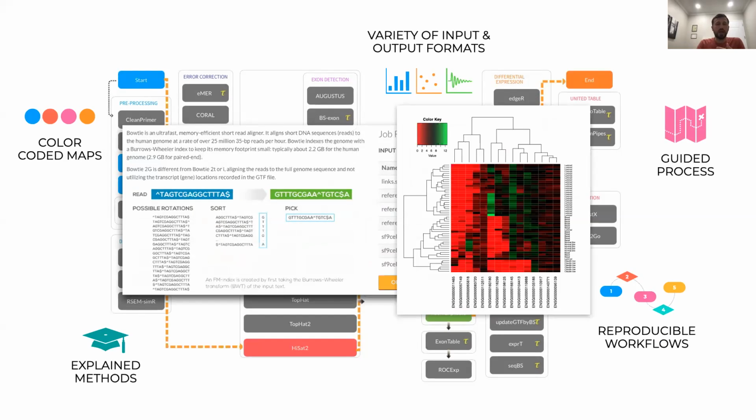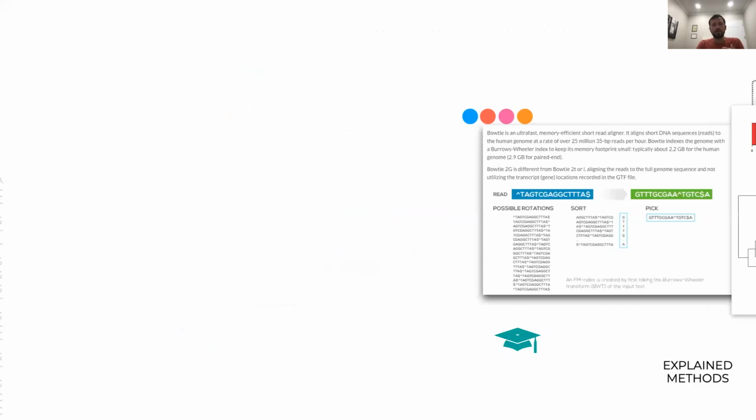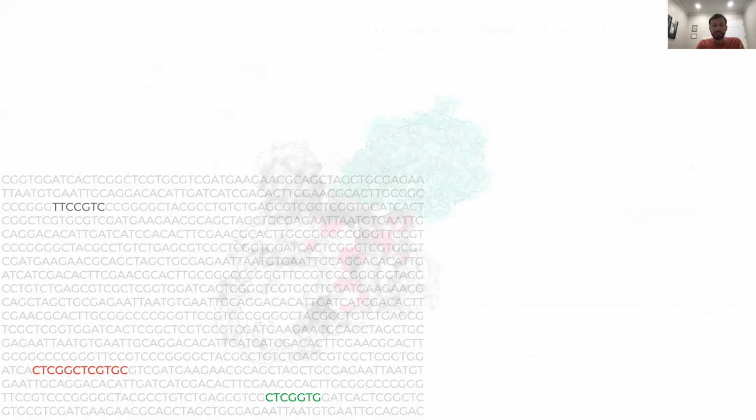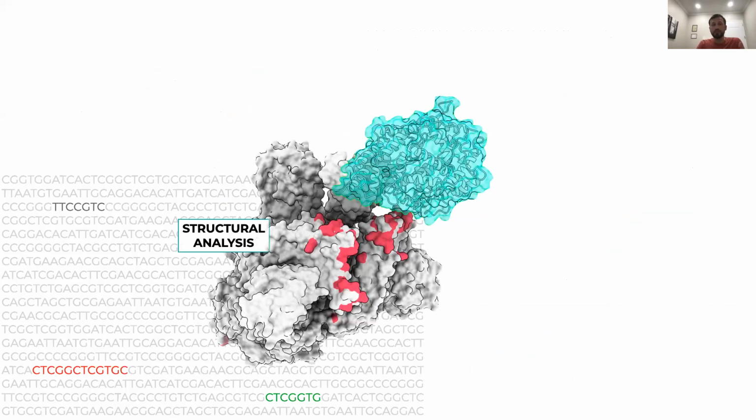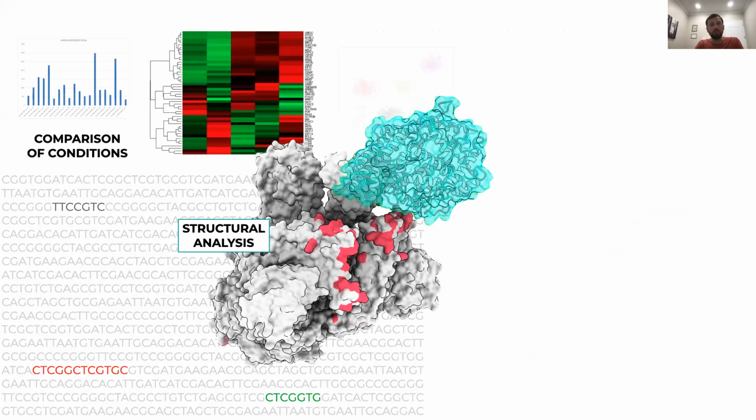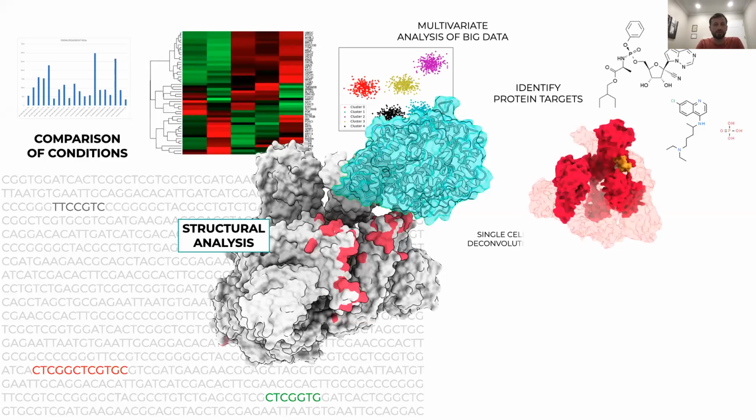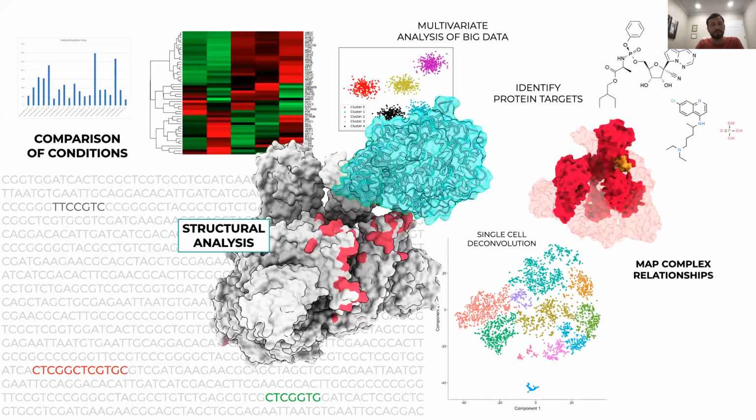And we'll try to see how such processing allows us to compare different conditions, extracting only meaningful differentially expressed genes, how we can use multivariate analysis of big data when we have multiple features and multiple types of differences that we want to combine into a single analysis, how to also think about the application of what we have found, if it's identification of protein targets, single cell deconvolution, or how we map and represent complex relationships using our understanding of similarity between different types of organisms and genes.